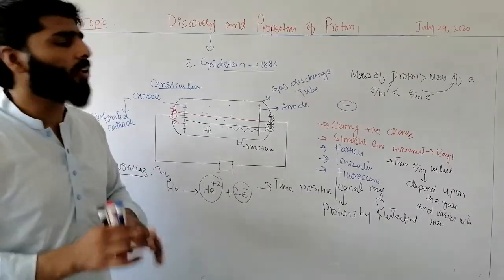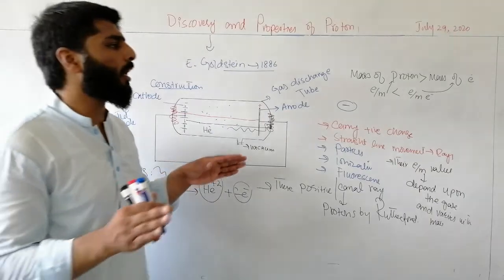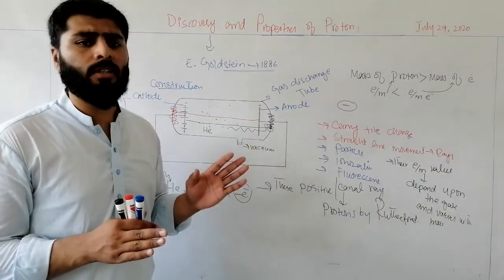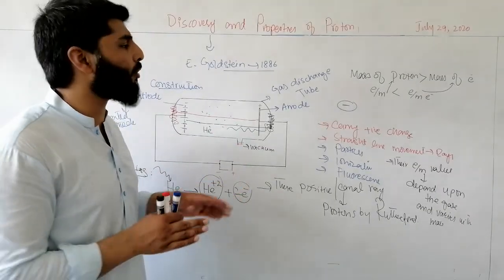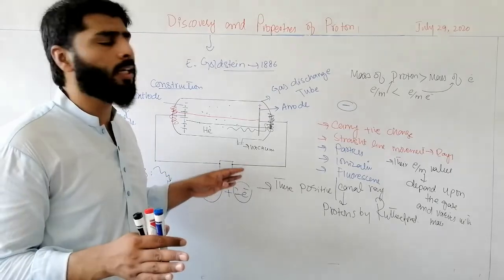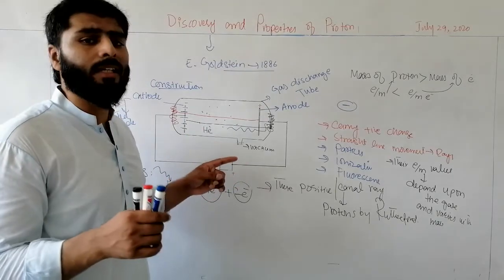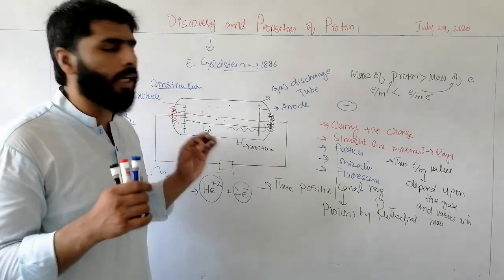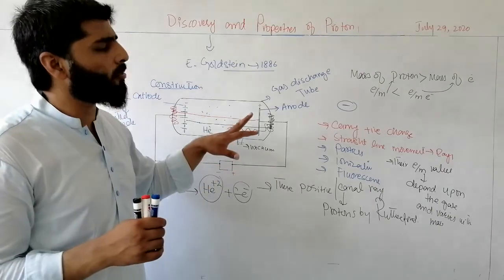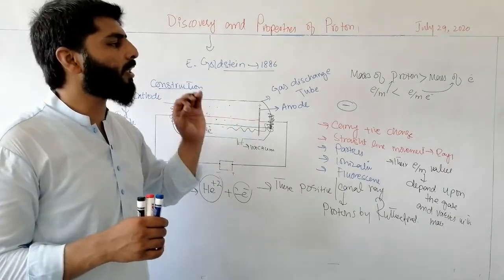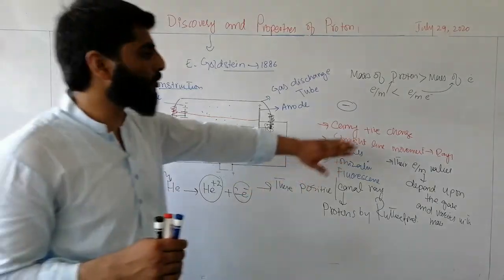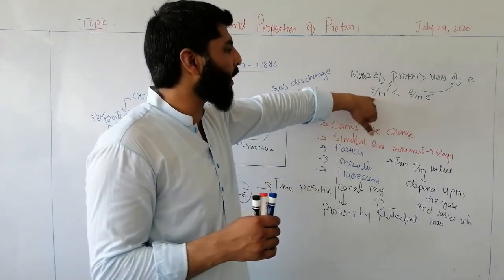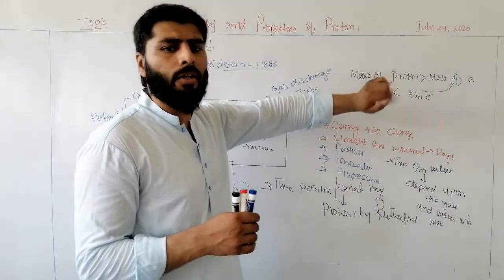And amongst all the positive particles, hydrogen is the smallest one. So charge to mass ratio for all the positive particles will be greatest in case of hydrogen. All other positive particles will have a smaller charge to mass ratio than the proton or hydrogen atom.